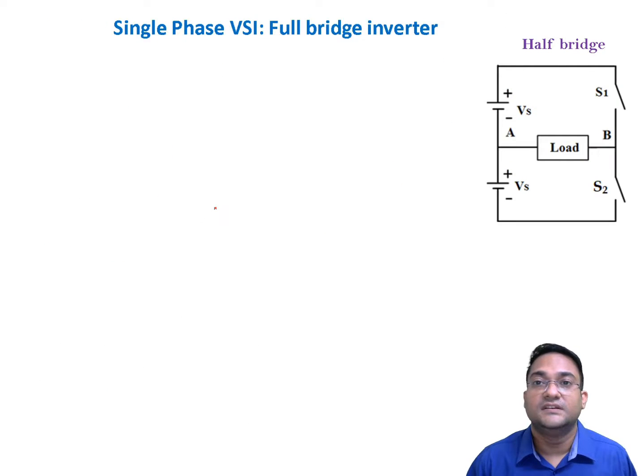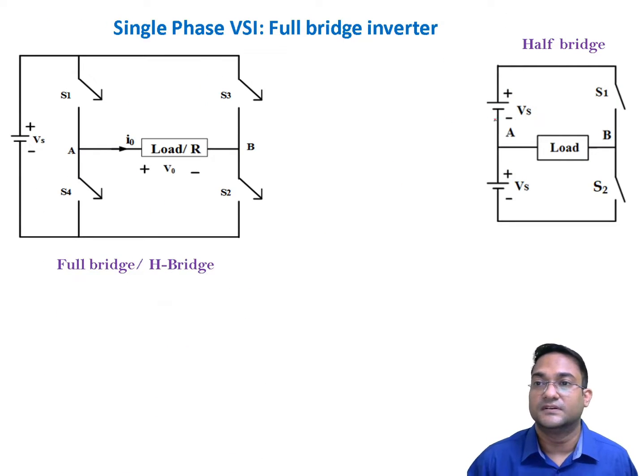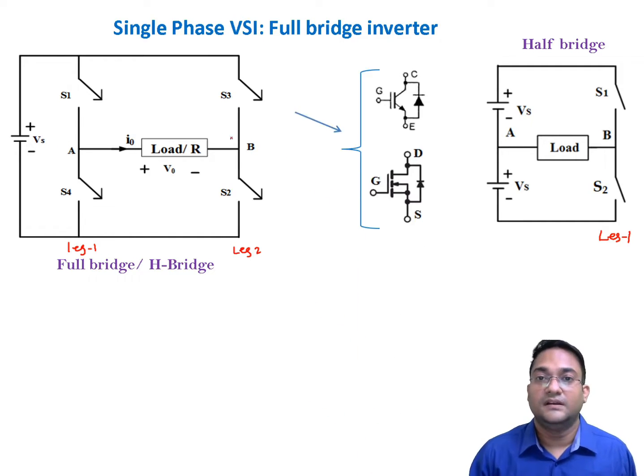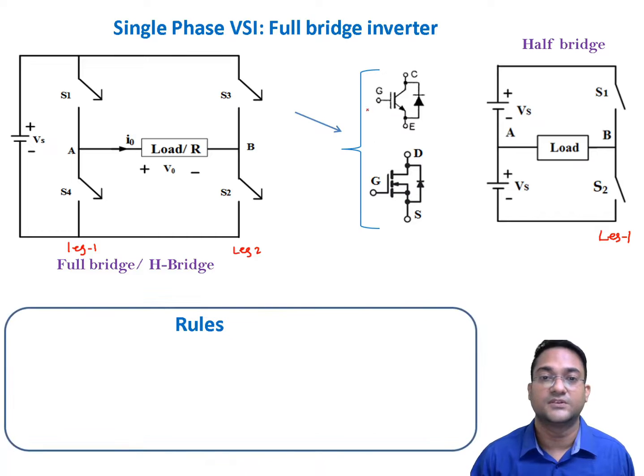Now let's try to see the case for the full bridge inverter. So this was the case of the half bridge converter. We saw there was only a single leg. In the full bridge converter, we will have two legs, leg 1 and leg 2, and we will have a total of 4 switching devices. And there is a single source. We don't need any midpoint generated by capacitors, or two separate sources. And as I discussed earlier, these switches will be controlled switches, mostly IGBT or MOSFET.